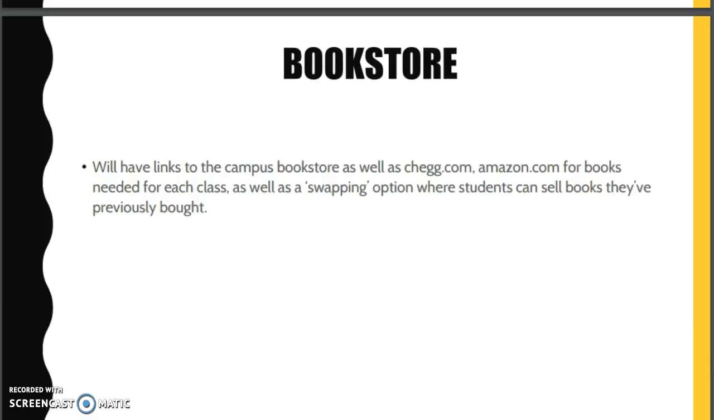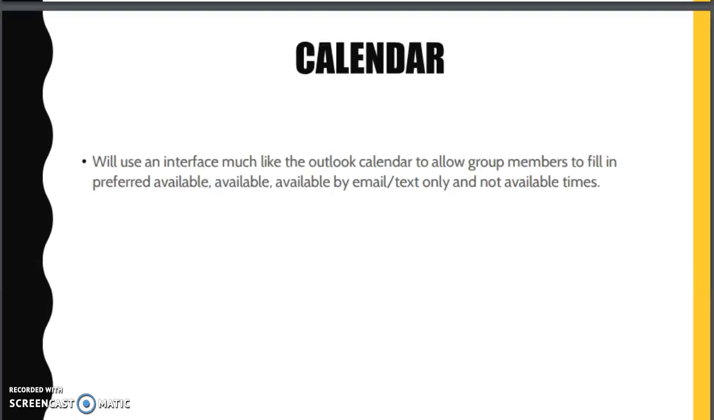Zippier also has links to the campus bookstore, as well as Chegg.com and Amazon.com for books needed for each class, as well as the swapping option, which is where students can sell books they previously bought. Zippier also features a calendar, which will use an interface much like the Microsoft Outlook calendar, to allow group members to fill in preferred available and not available times, by email or text only.